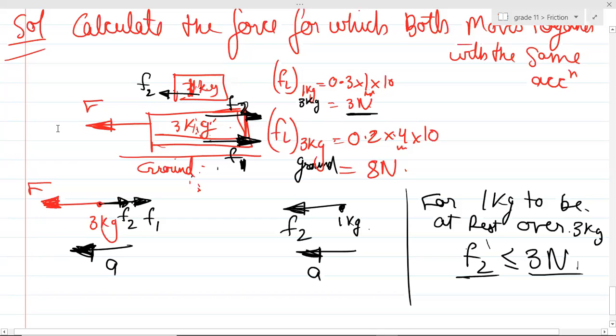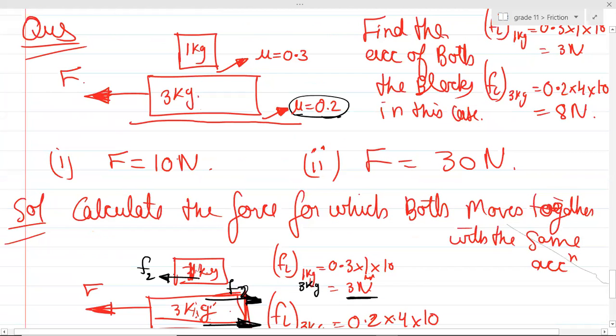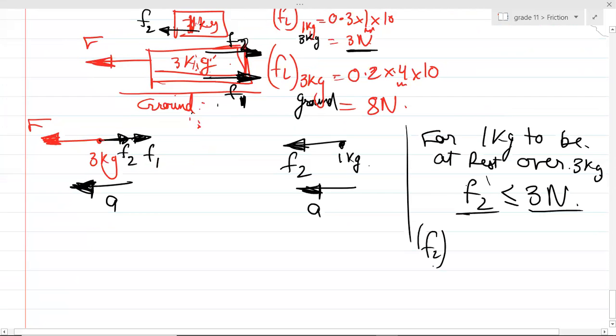Yes? Now if I don't want any motion between 1 kg and 3 kg, then this friction, which is F2, should be less than 3 newtons. What was 3 newton? 3 newton was the limiting friction between 1 kg and 3 kg. Yes or no? Any doubt till here, guys? So from here, can I say the maximum value of F2 will be equal to how much? The maximum case will be how much? 3 newton? Yes or no?